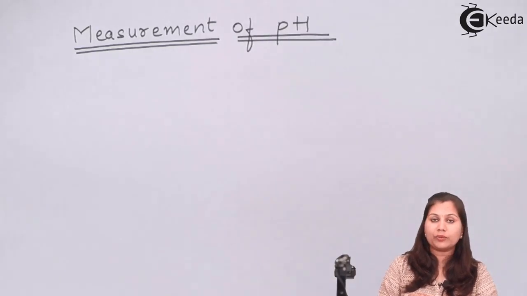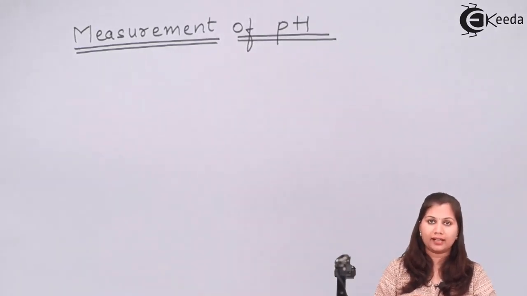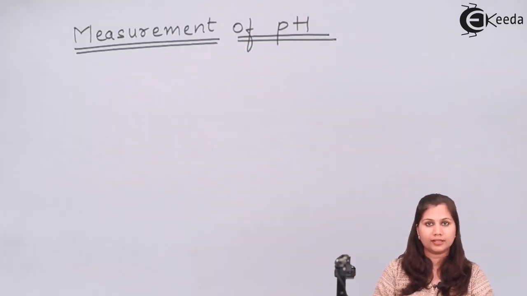pH has a wide variety of applications in industries, because in industries various solutions are used. So we want to find out whether the solution is acidic in nature or alkaline in nature. It is essential because when we know about the acidity or alkalinity of the solution, then a chemical process can be proceeded effectively and efficiently. So it is very necessary in the industries to find out the pH of the solutions.